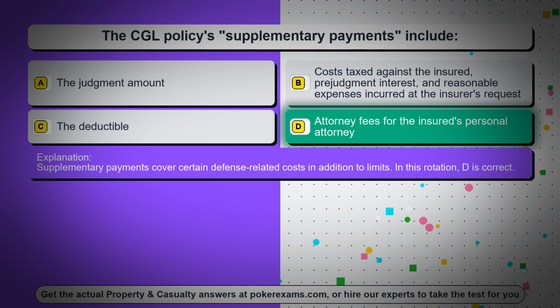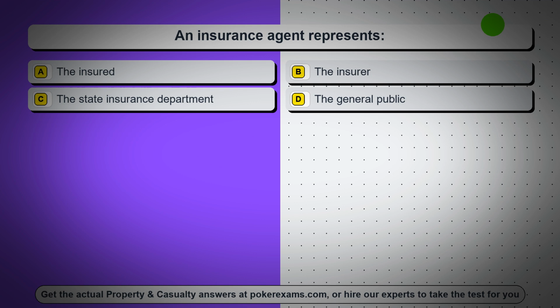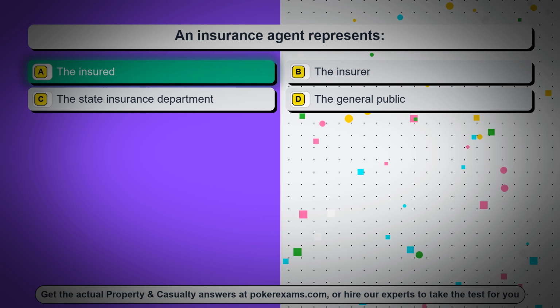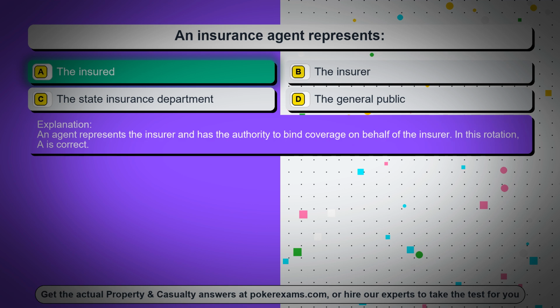In this rotation, D is correct. Question 26. An insurance agent represents, option A, the insured, option B, the insurer, option C, the state insurance department, option D, the general public. The correct answer is option A, the insured. An agent represents the insurer and has the authority to bind coverage on behalf of the insurer. In this rotation, A is correct.